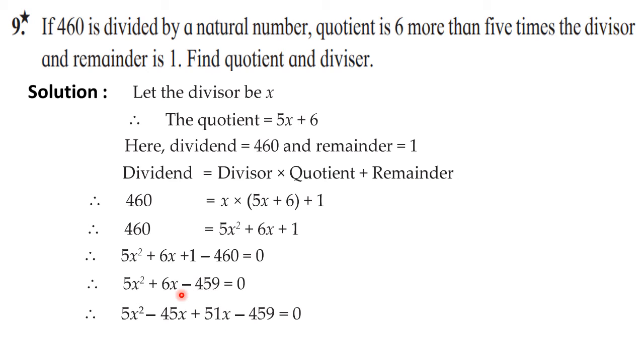Okay. So this plus 6x is written as minus 45x plus 51x. Got it? Now here you will observe that 5x is common. So inside the bracket you will get x minus 9. And here you will find 51 is common, and inside the bracket you will get x minus 9. So now we will get two factors as x minus 9 and 5x plus 51. Those are our two separate brackets as a factor of this particular polynomial.